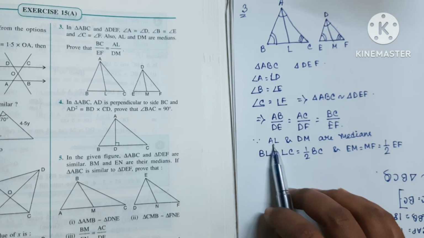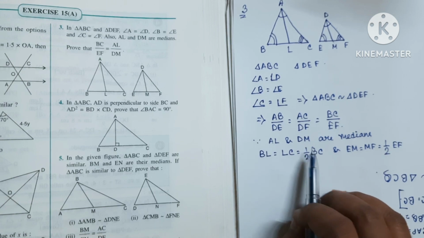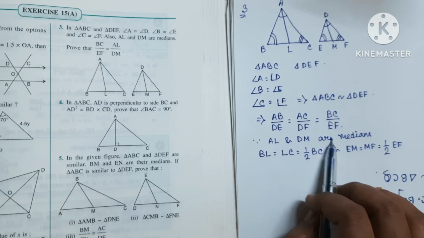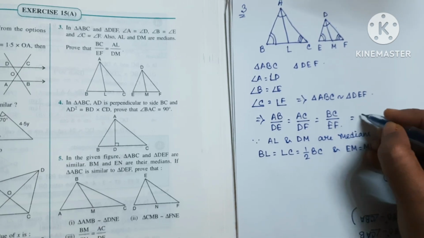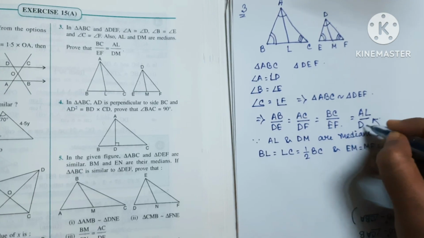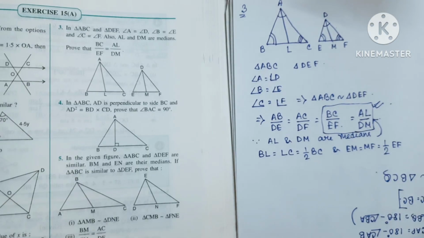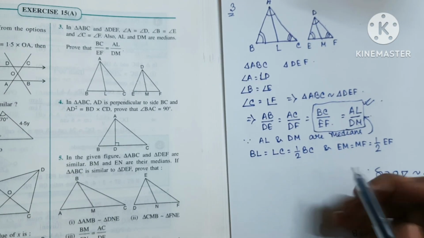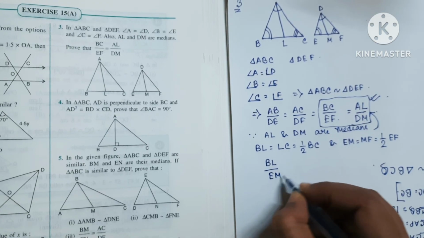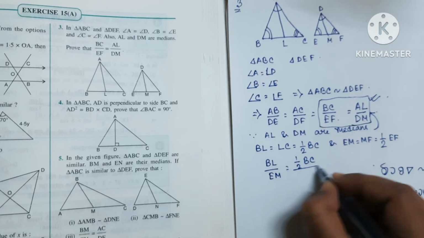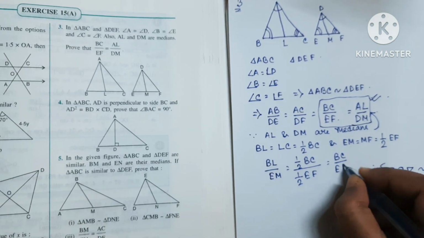Since they are medians, AL and DM, in case of two similar triangles, the ratio of medians is equal to the ratio of sides. So you can easily write, since it is median, that it is equal to AL by DM. Okay, so from here you can say this one is true. Or else you see another thing, BL by EM is equal to half of BC by half of EF, right? So BC by EF, that you can say.